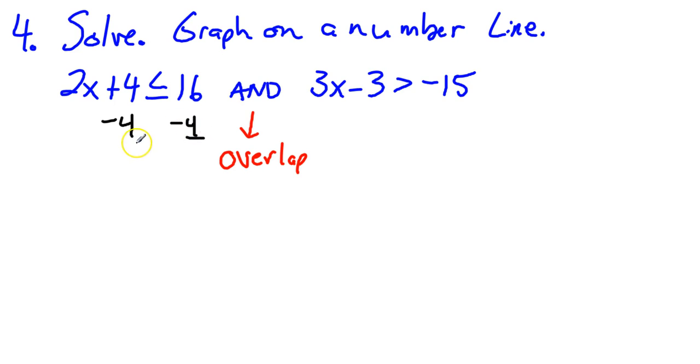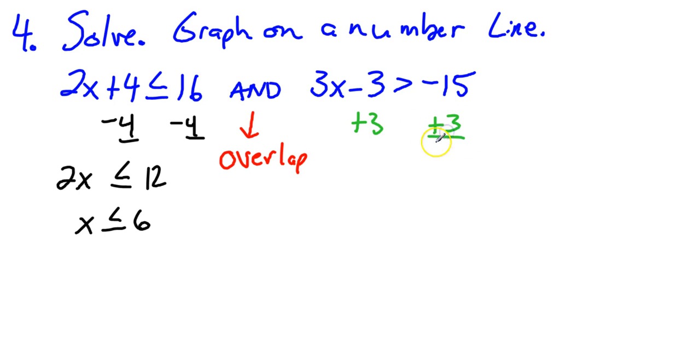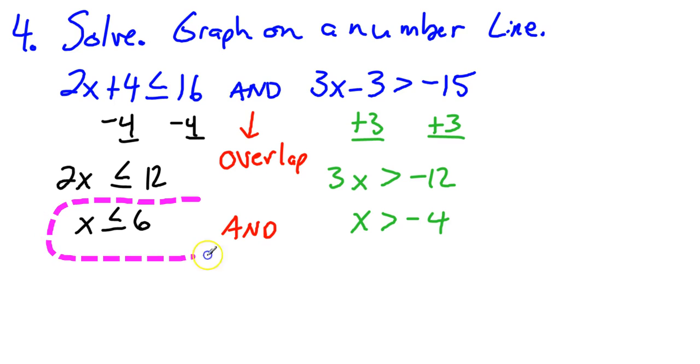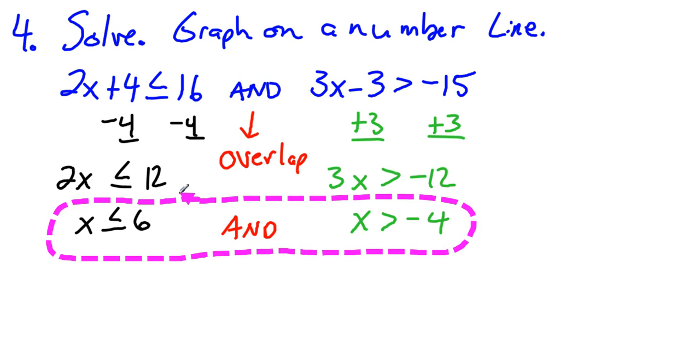Okay, so to solve it, just work it out right underneath it here. We've got 2x less than or equal to 12. Divide both sides by 2. That's x less than or equal to 6. For the right-hand equation, we're going to add 3 to both sides. So 3x is greater than negative 12. Divide both sides by 3, so we've got x is greater than negative 4. Okay, so if they ask you to solve it, that would be the solving part of it.